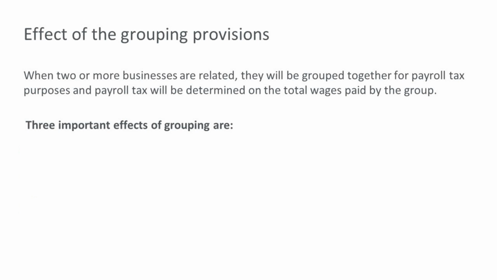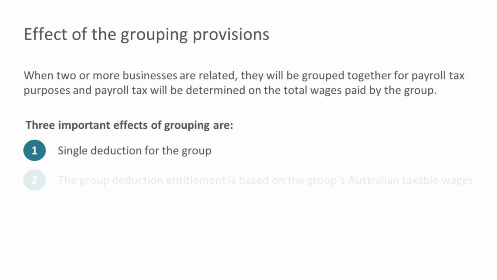Three important effects of grouping are: single deduction for the group. Each group is entitled to only one deduction in each state or territory and is claimed by the designated group employer, DGE. The group nominates which employer will be the DGE. All other grouped employers in that jurisdiction pay payroll tax on all taxable wages. For groups that employ in multiple jurisdictions, the designated group employer may vary from state to state.